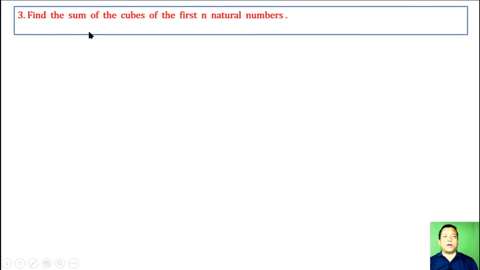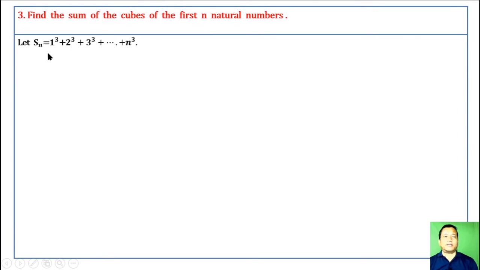3. Find the sum of the cubes of the first n natural numbers. Let Sn denote 1 cube plus 2 cube plus 3 cube plus up to n cube. We have r plus 1 whole power 4 minus r power 4 is 4r cube plus 6 r square plus 4r plus 1. Remember this identity also. Put r equal to 1, 2, 3 up to n.